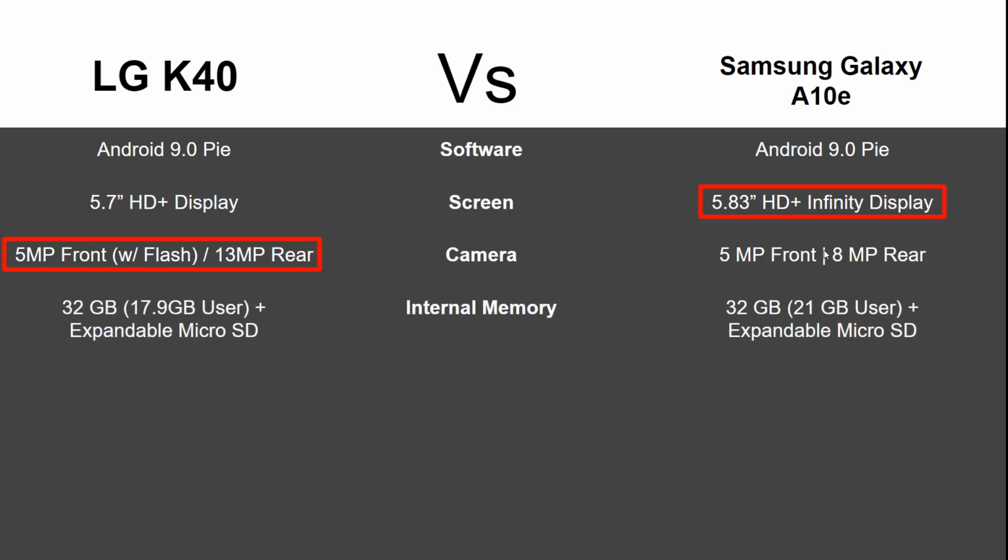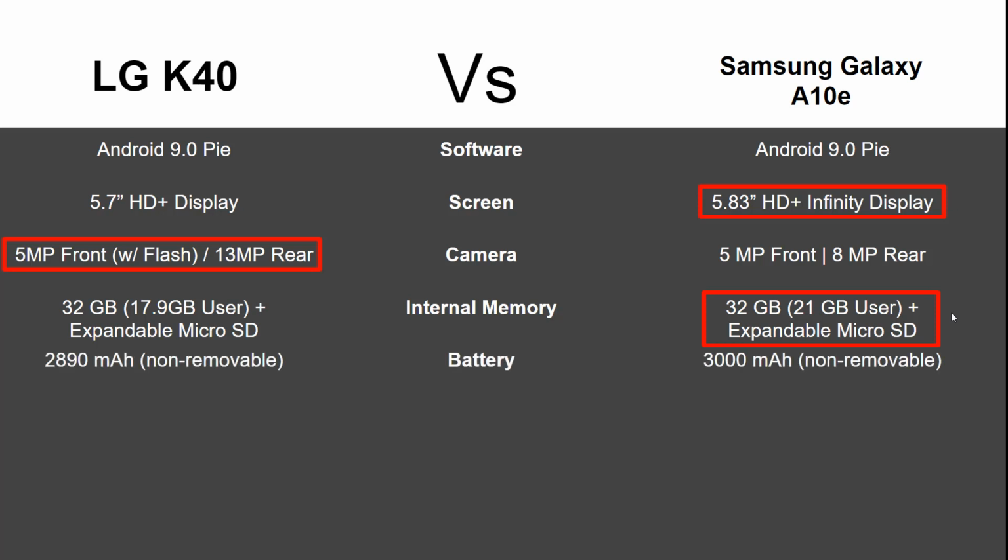Internal memory wise, don't be fooled, guys. Both these phones on the surface will advertise 32 gigs of internal storage. However, you always have to look at the user storage, which is what's left when you subtract the operating system and any pre-installed apps, how much memory is available for you to use out of the box. Out of the box, on the K40, you get a miserable 17.9 gigs, which is almost half of that 32. However, on the A10e, you are getting 21 gigs, so you're getting a lot more. For that reason, the A10e will take the internal storage category. Just as a note, on both phones you can expand the memory with a micro SD card. So you can always add more, but it's important to try to get as much internal storage as possible, especially if you're someone who takes a lot of pictures or a lot of video.